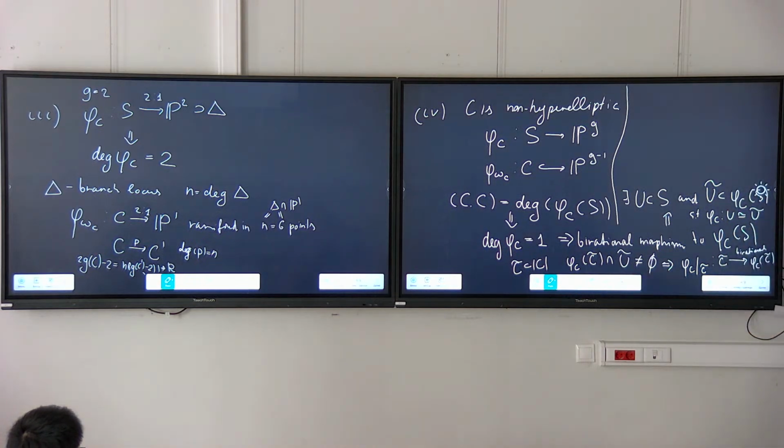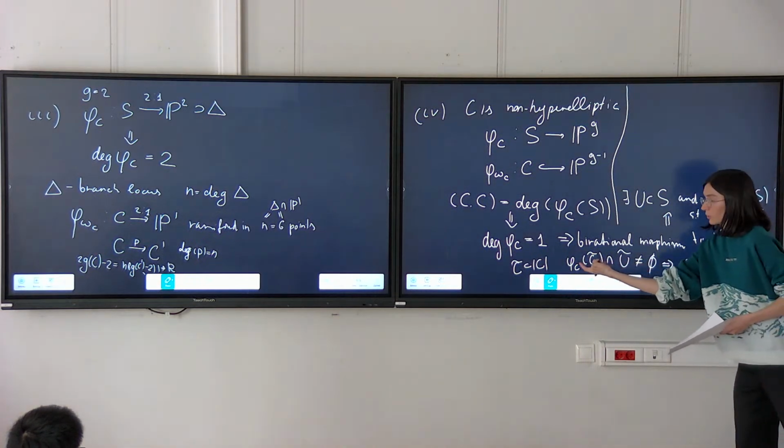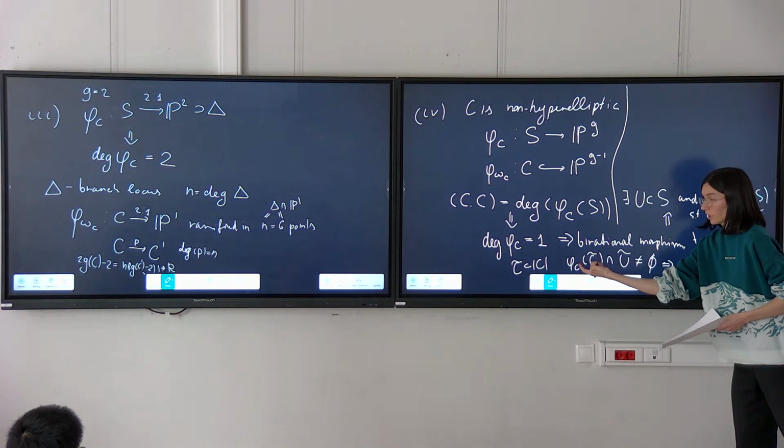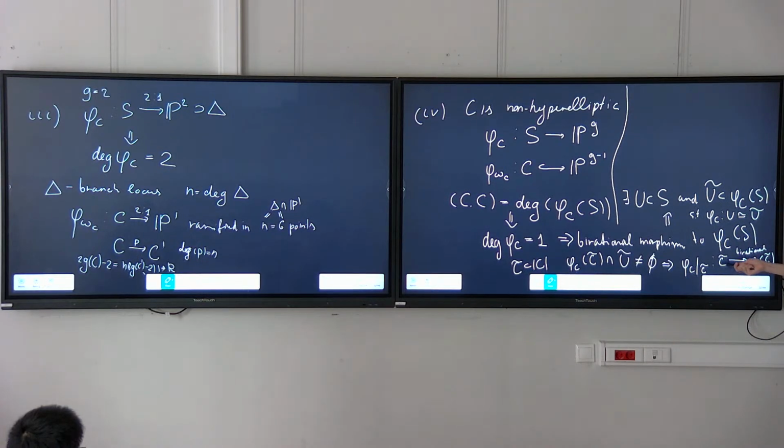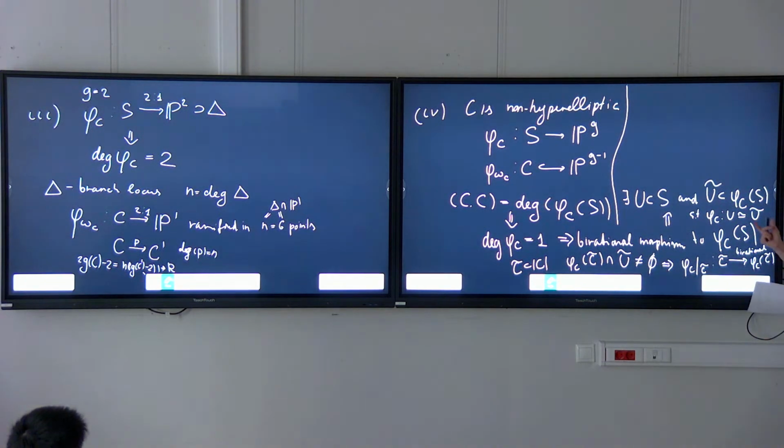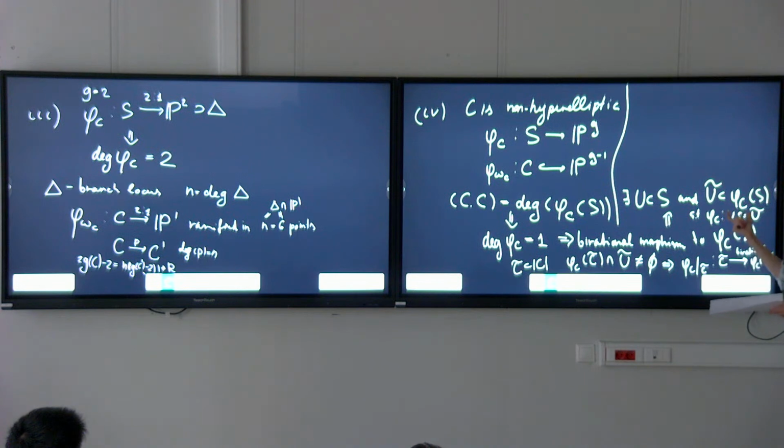Right? Non-emptiness, so it's an open subset in the image, and this is a curve. So we obtain a birational map from C tilde to its image. Why cannot C tilde just be in the complement, a closed locus? No. So this is a birational map. So we already know that.